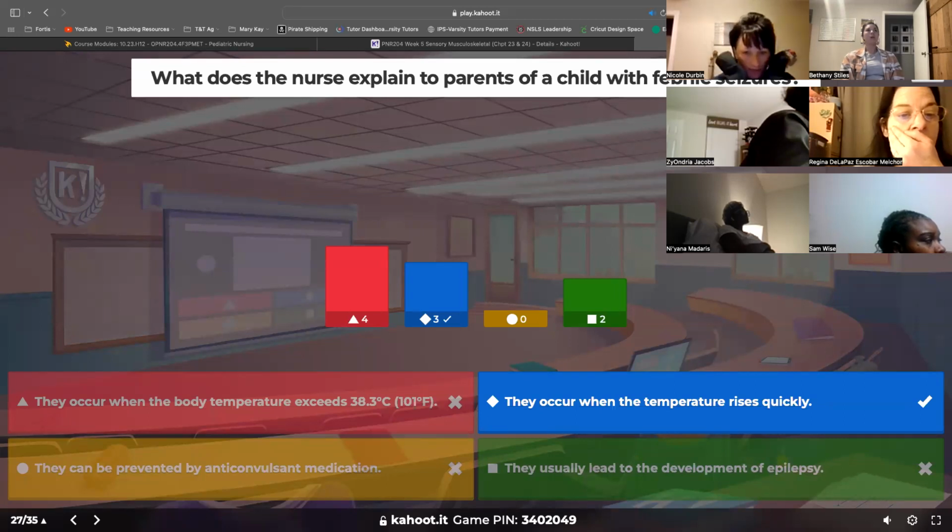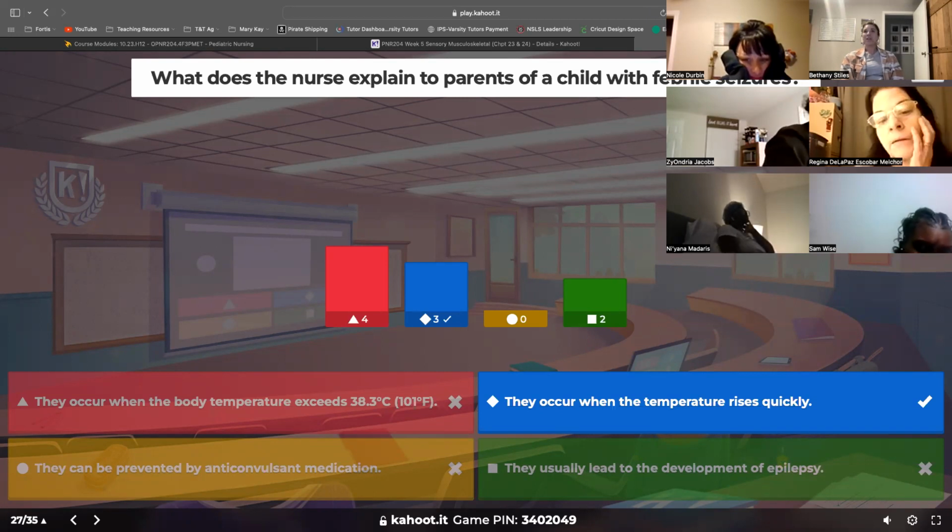For a child with febrile seizures, those happen when you have a sudden rise in the patient's temperature. So watching for those sudden increases in temp, as they will cause febrile seizures.